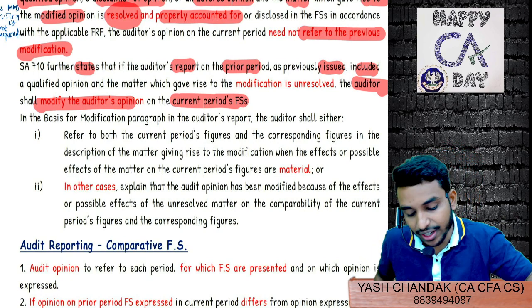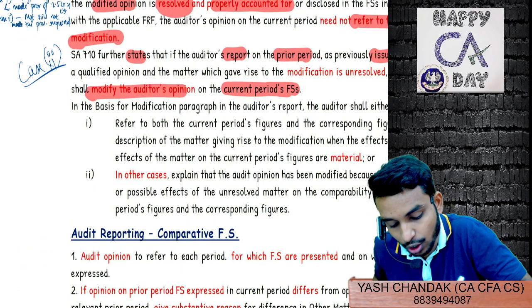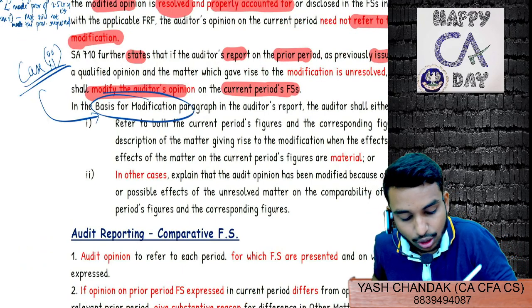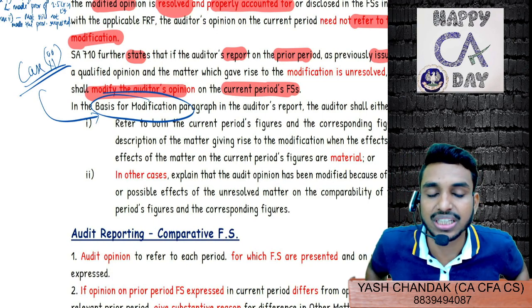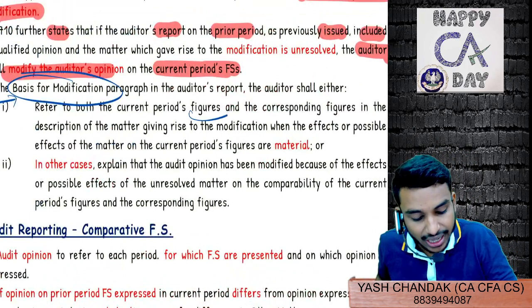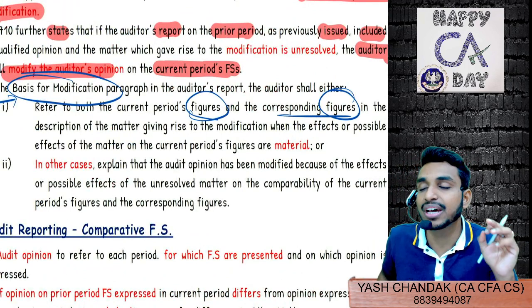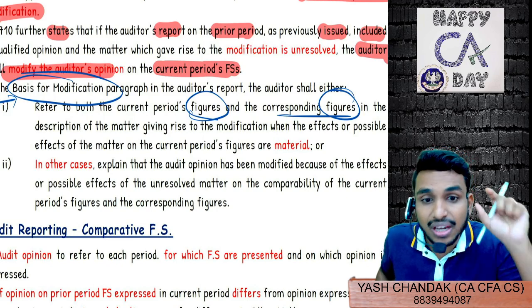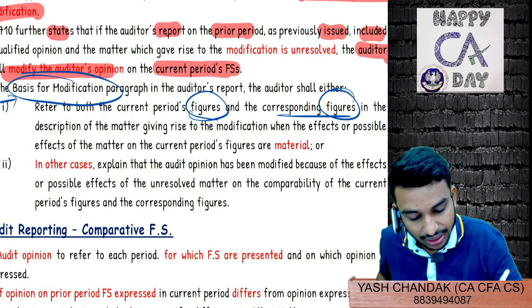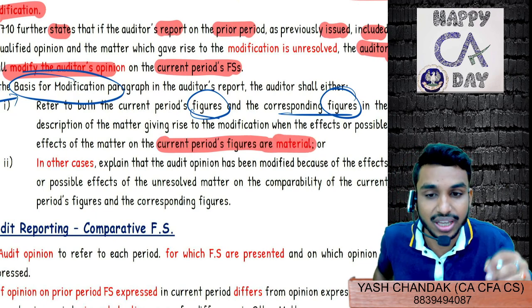And whenever you modify in case 2, you will also have to give the basis for opinion para, yes or no? In the basis for modification, basis for opinion para, you will refer to both current period figures and corresponding last year's figures, if the figures are material to the financial statement of the current period.